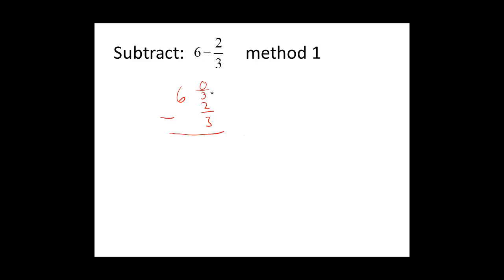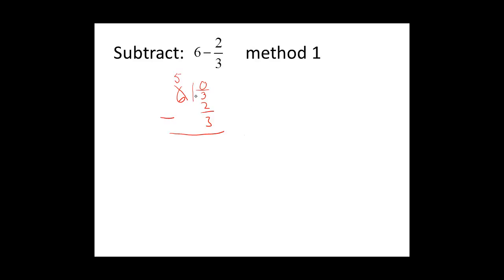What we're going to do now is the steps we use for borrowing, using this as the fraction part for the number 6. 6 0/3 is the same thing as 6. So now we try to subtract 0 minus 2. We can't do that. So what we do is we borrow from the 6. The 6 becomes a 5. And the one that we borrowed from the 6 we write as a whole number 1.